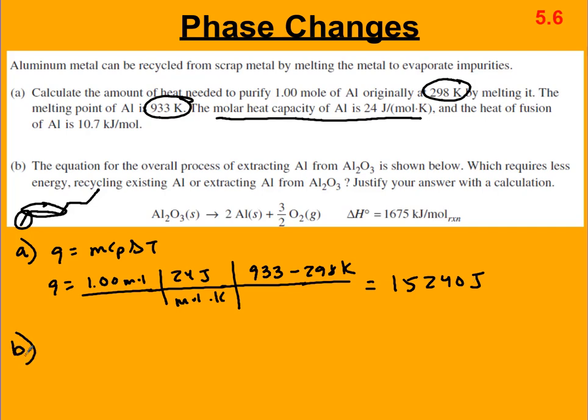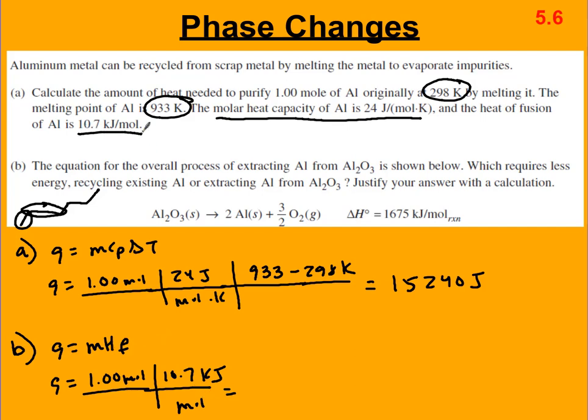So then on part B, or the second part, when I'm melting it, I'm going to use Q equals mHf. So my Q, I don't know. My mass is still 1 mole. And my Hf is 10.7 kilojoules per mole. If I had forgotten that conversion or forgot my equation, I could just look at the units of Hf and realize I just needed to multiply by my moles so that my units would cancel out. Doing so gives me 10.7 kilojoules.